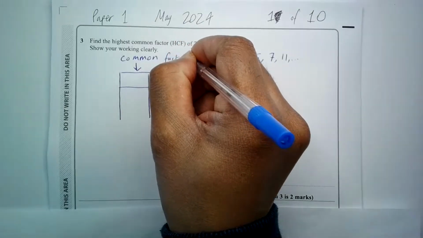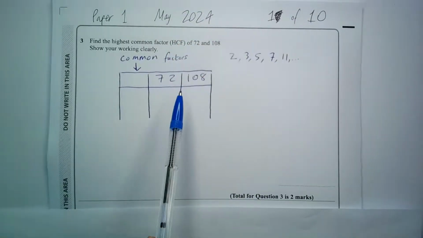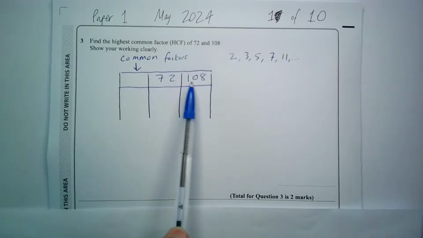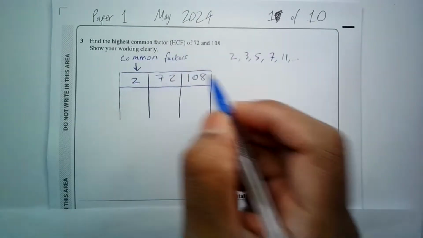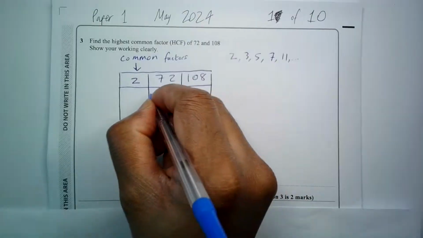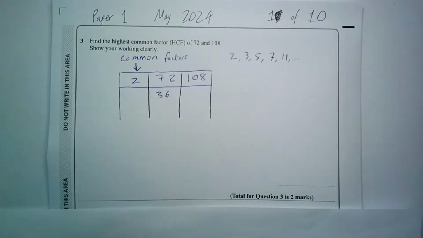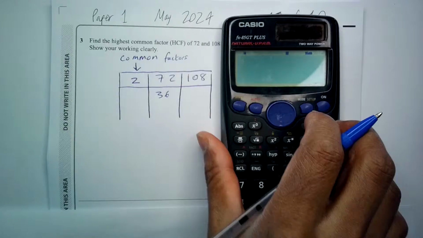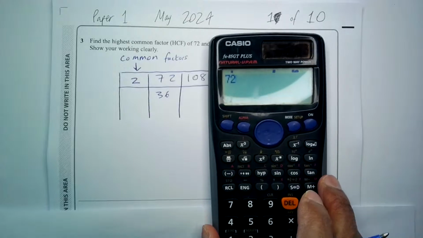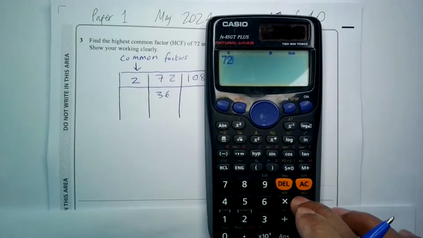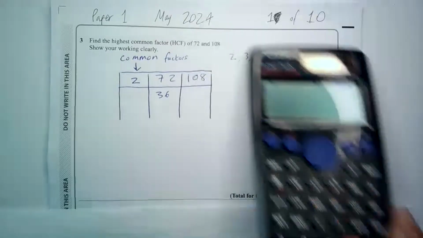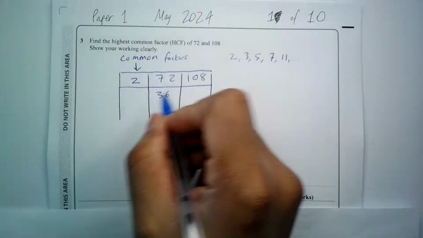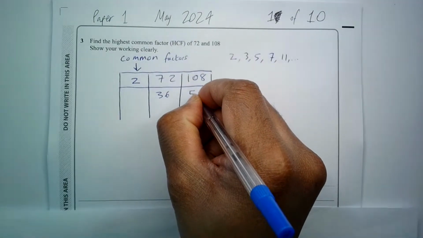Okay, so I look at my numbers and I can see they are both even numbers, 72 and 108. So I'm going to divide them by 2. 72 divided by 2 is 36. We are allowed a calculator, so just get your calculator out. 72 divided by 2 gives you 36, so you can see that. All right, and then 108 divided by 2 is 54.